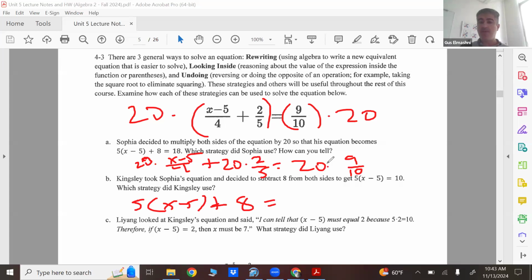And then 20 times 9/10. What's 20 over 10 reduced to? 2, so you get 18. Good. Or 180 over 10, which is 18. So you make the problem much easier. So then you look at part B.